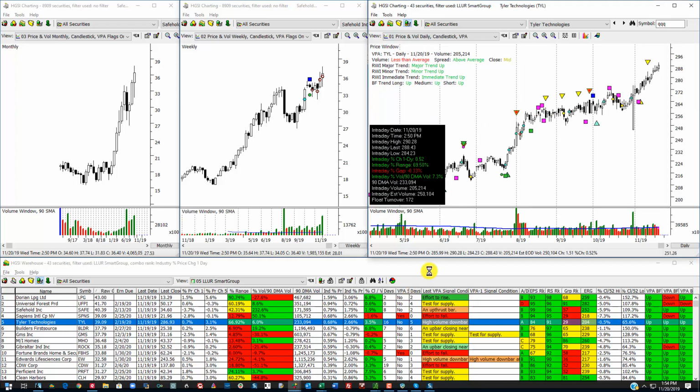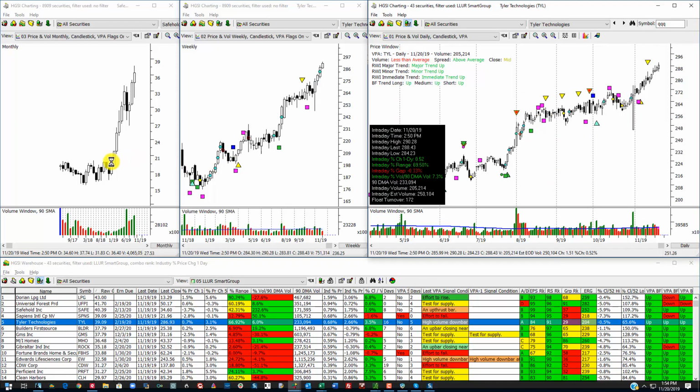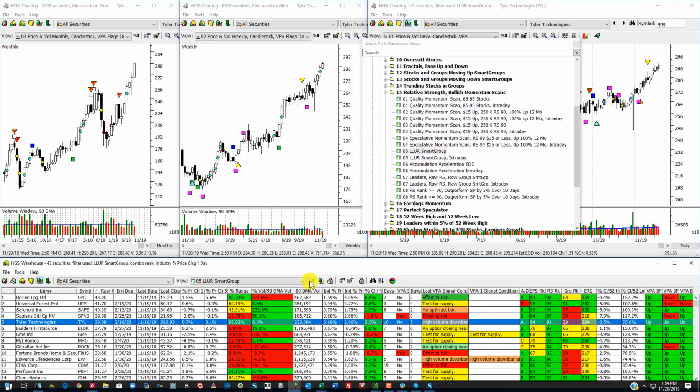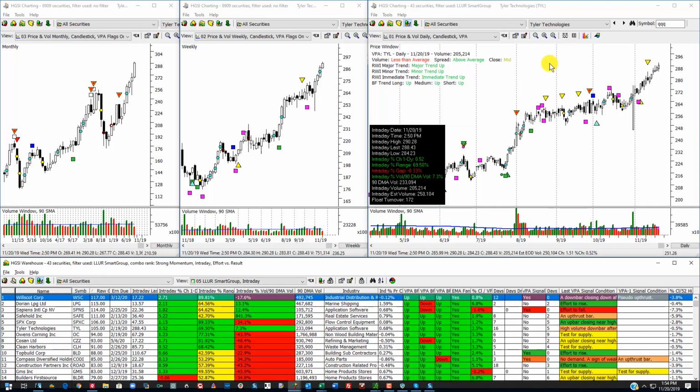I'm updating the background. Let's go down to Tyler Technologies here. Lower left to upper right. So this is the end of day. I'm going to go to the intraday. So just by coming to this scan, you know that these stocks are going to have the characteristics of lower left to upper right charts.